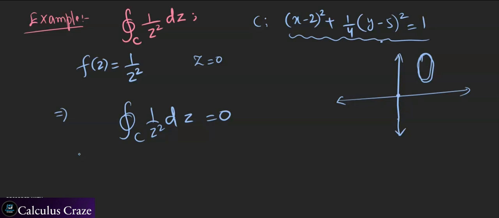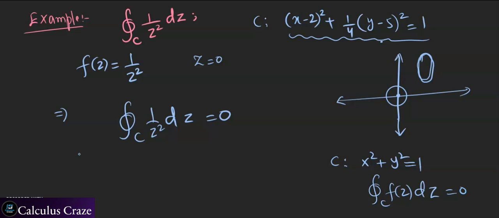But here I can make one point. Instead of considering this simple closed contour, if someone considered the closed contour x square plus y square equal to 1, which is the circle centered at the origin, in this case I can't conclude that this integral is 0. Why? Because my function does not satisfy the assumption of analyticity within this circle. So I can't conclude this.